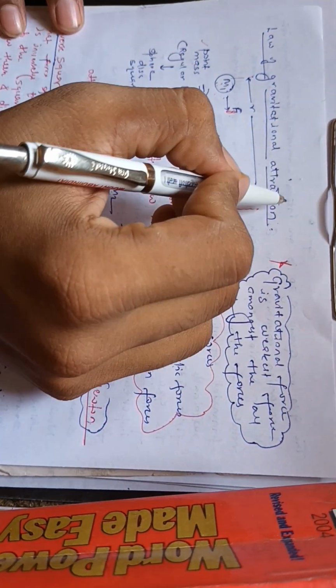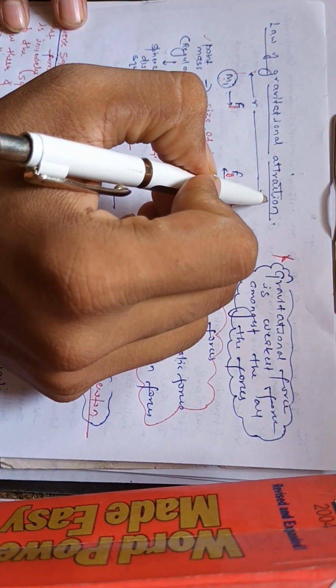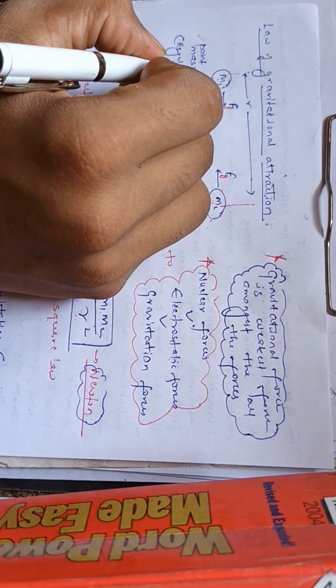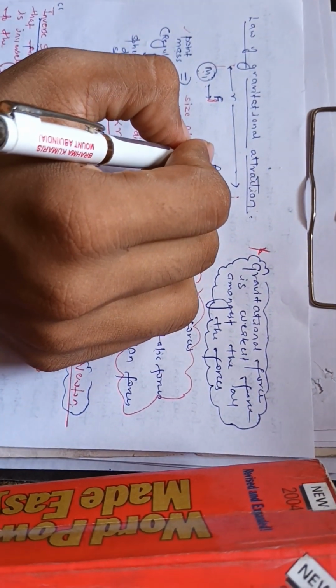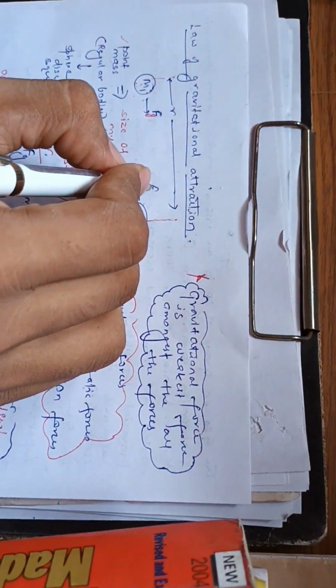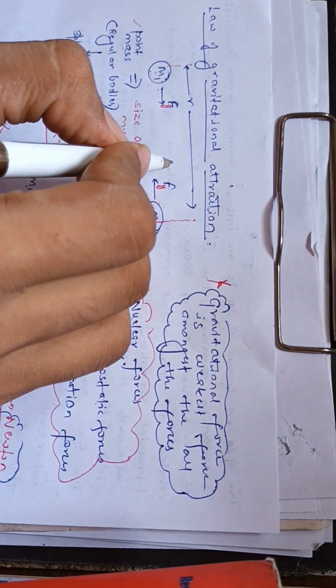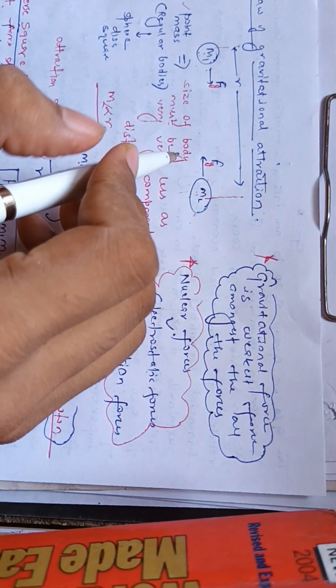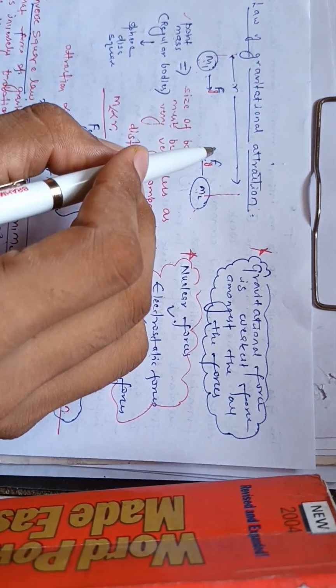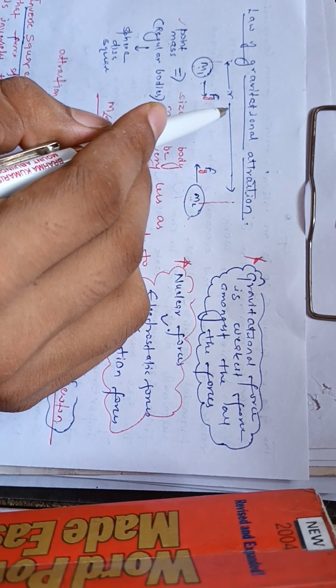Let us study a topic of physics, the law of gravitational attraction. So we consider two masses m1 and m2 which are placed at a distance r and they have a gravitational force of attraction Fg. These are point masses, that is regular bodies, and the size of these should be very less compared to the distance between them. So the mass size should be very less than the distance.